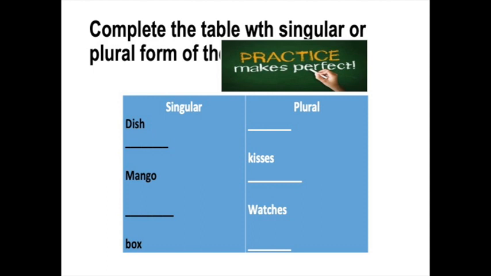Now here is one more assignment. As you know that practice makes a man perfect, so I want to make you all perfect. So I have just added one exercise for you, which is very easy, singular and plural. Write the plural of dash. Here, kisses, singular of kisses. Mango, plural of mango. Then watches, singular of watches. And box, plural of box, you have to write.